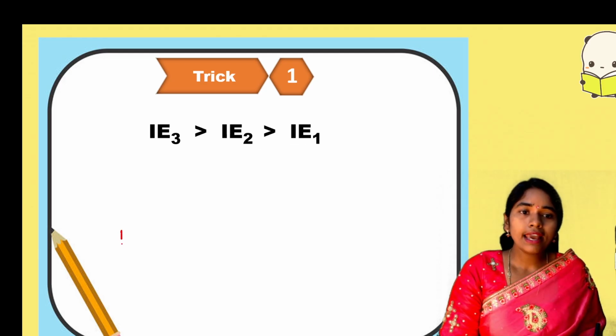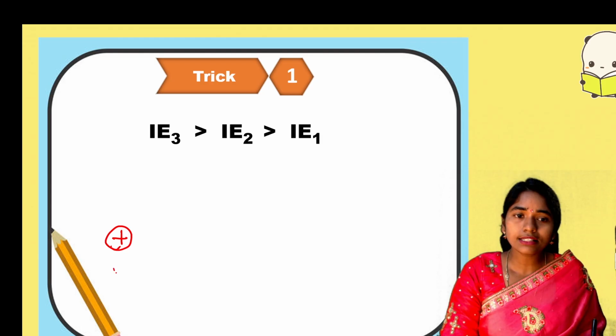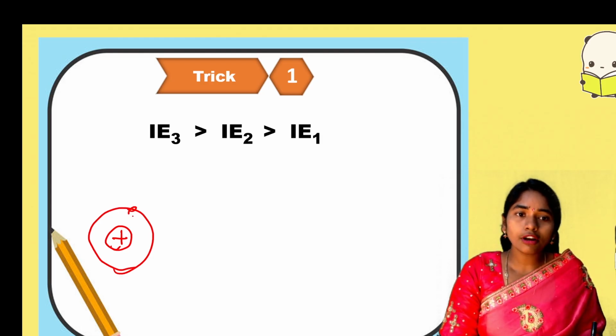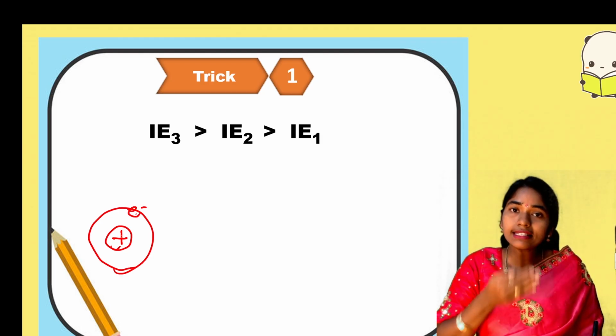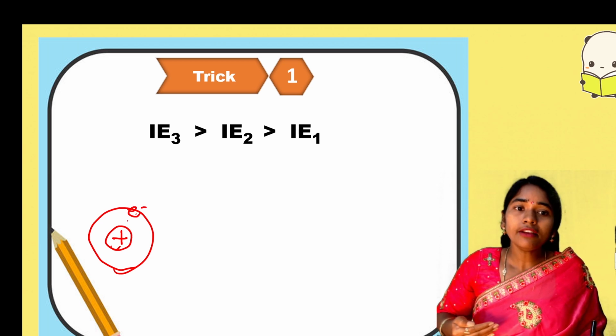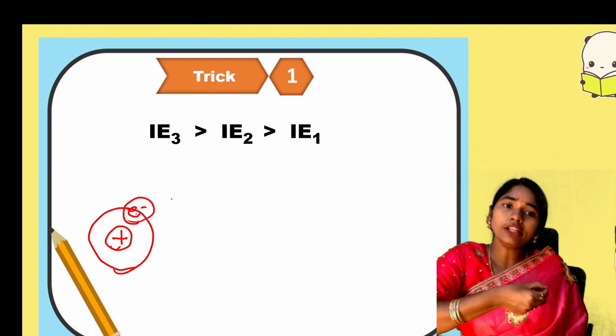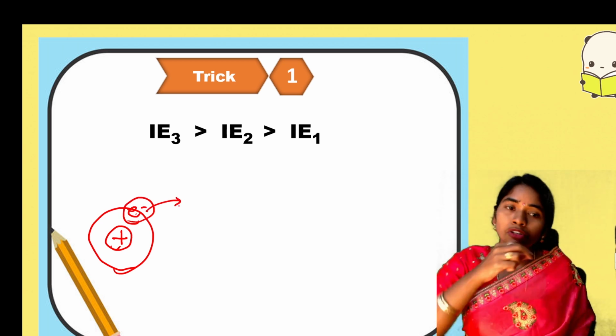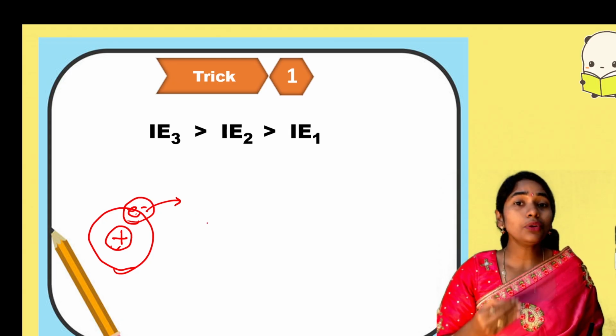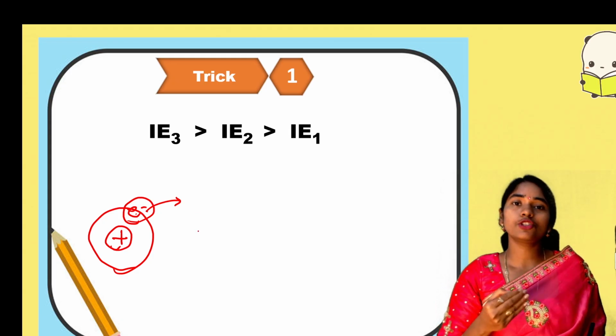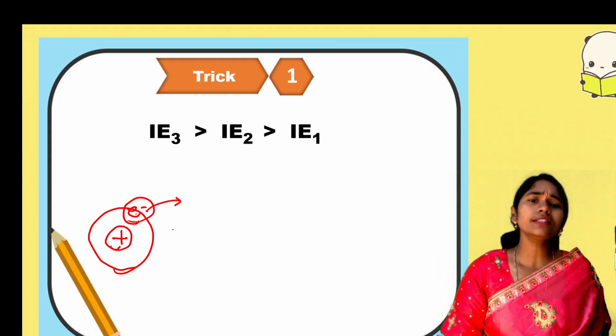For example, here I have an atom. Here an electron is present. This electron is attracted by the nucleus. Then we need to give some energy to take the electron out. Are you following? To remove an electron, we need to give some energy. That energy is called ionization energy. This is for a single atom.